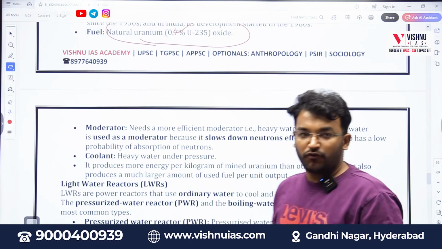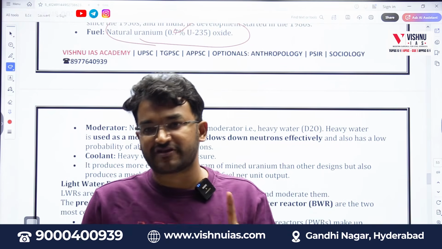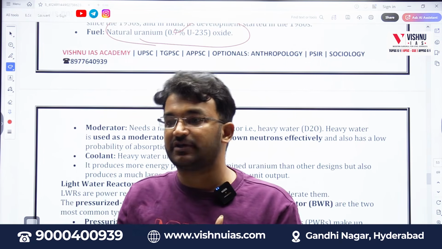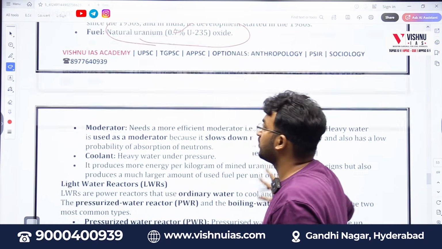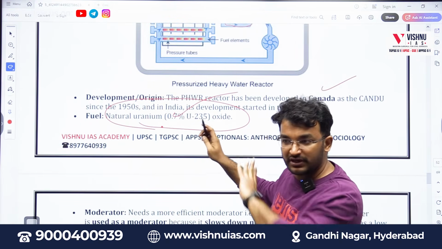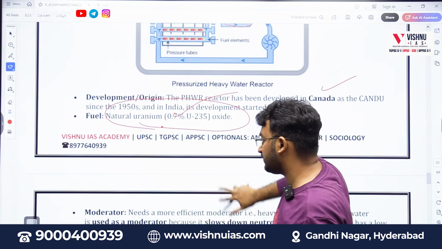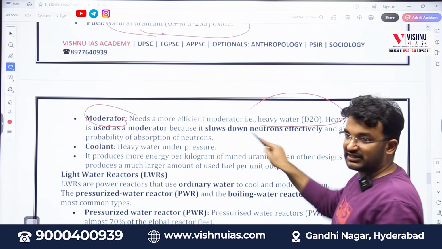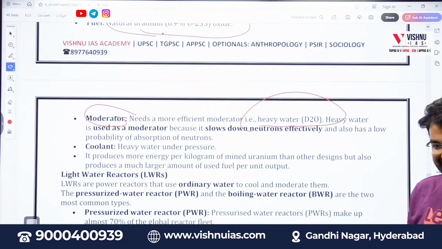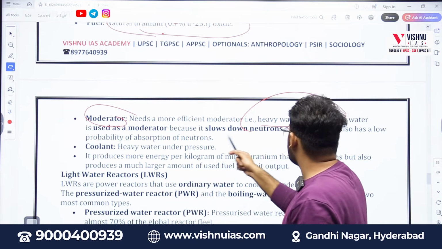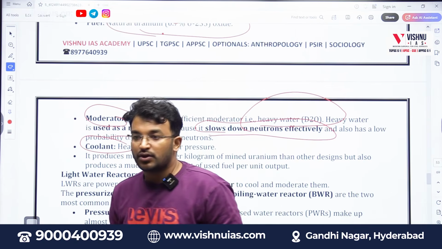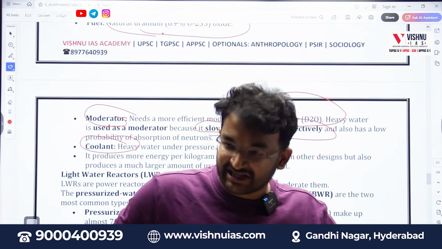Yeah, now why we are calling this as pressurized heavy water reactor and all? First of all, we had identified 5 parts in any reactor. The parts will be changed in every reactor. First, developed by Canada, we are using the fuel uranium-235, natural uranium, and the moderator. The moderator here we are using is heavy water. That's why we are calling it as pressurized heavy water reactor. Okay, what is the role of moderator? Slow down the reaction. Okay, it slows down the neutrons effectively. Okay, next, coolant. Coolant also we had used is heavy water under pressure.